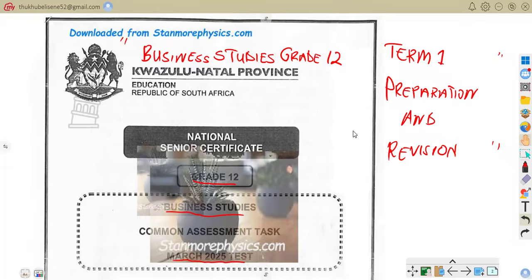Let me welcome you to Maison African Motives, whereby we are going to do preparation and revision on Business Studies Grade 12, Term 1. So we are going to do preparation and revision of the question paper, which was written in March 2025. This paper was written in KwaZulu-Natal province. So that is that.